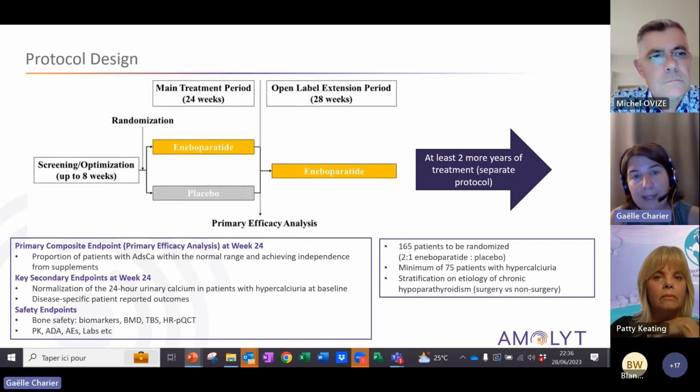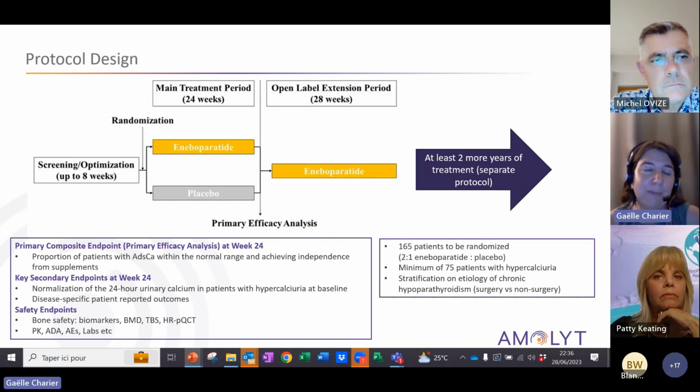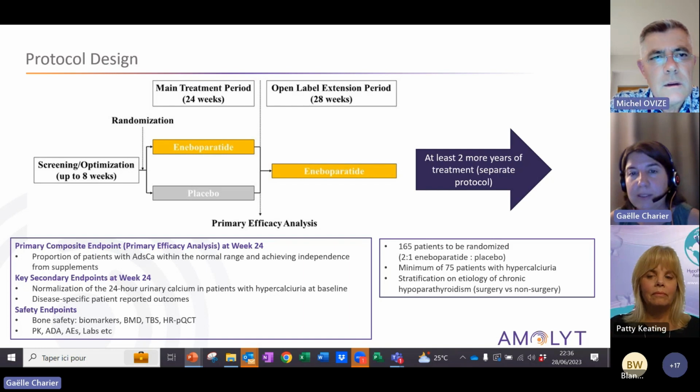And then at the end of this period, everyone is going to get the active drug. So one third of the patients, out of these 165 patients, will receive the placebo. They will not know. We don't decide. It's really based on chance. They will take one out of three that get placebo. And then everyone gets the active after 24 weeks.